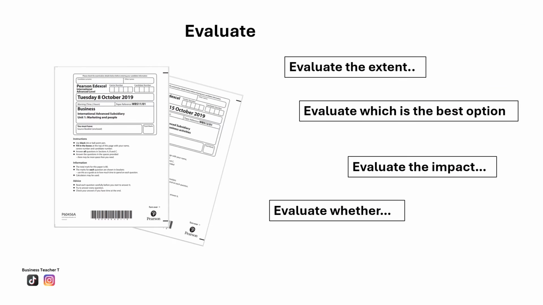You could be asked to evaluate the extent, evaluate which is the best option. It could be between market research methods, so evaluate whether primary market research is the best option or secondary market research. You could be asked to evaluate the impact, evaluate whether. There will be a source booklet with extracts where you will need to use this information to support your arguments.